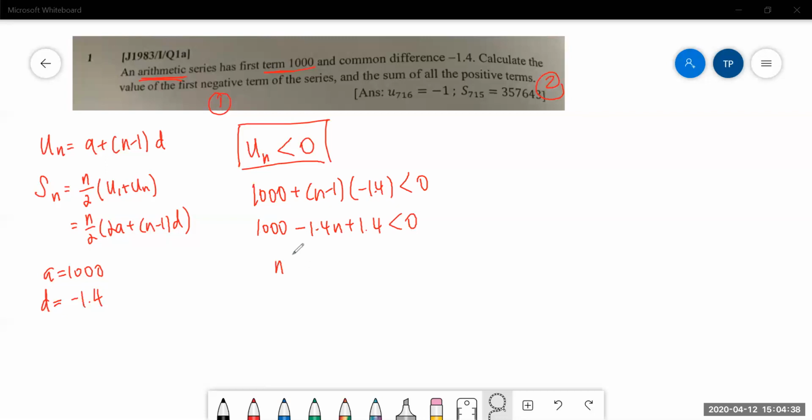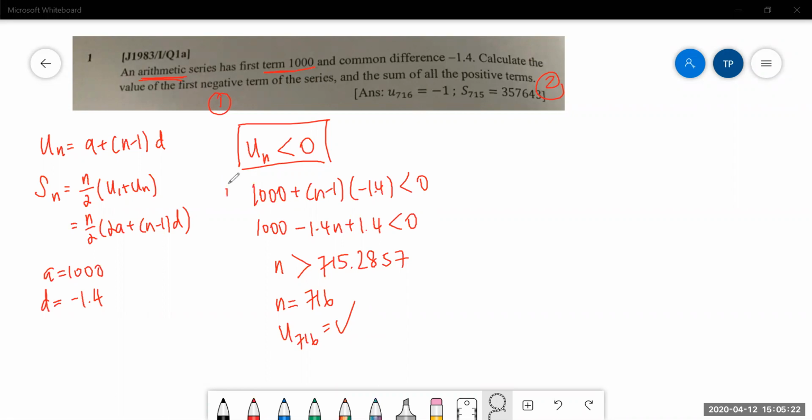n is greater than 715.2857. So obviously n has to be greater than that. What's the smallest value of n? Has to be 716. Correct. So when n is equal to 716, that will be the first negative term, right? You just sub it into the equation, then you just have to find u716. Very good.